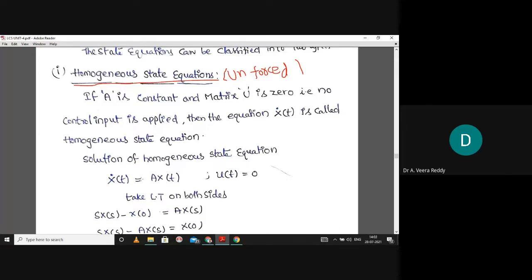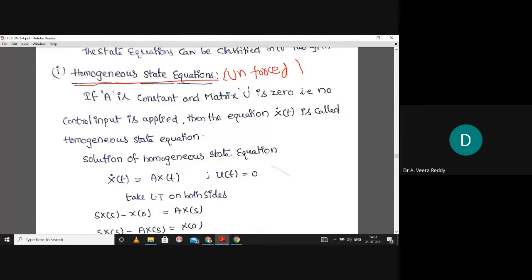X dot means differentiation once. Double dot means differentiation twice. Triple dot means differentiation thrice. So therefore, the solution of the homogeneous state equation.